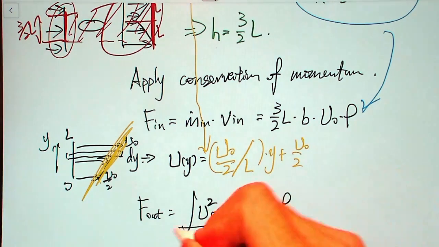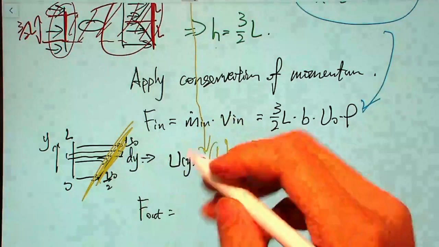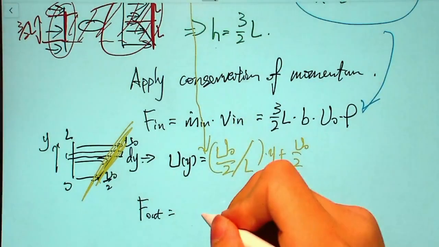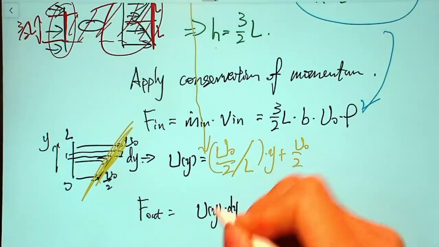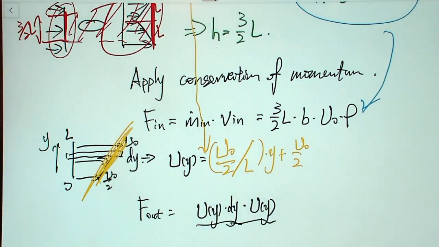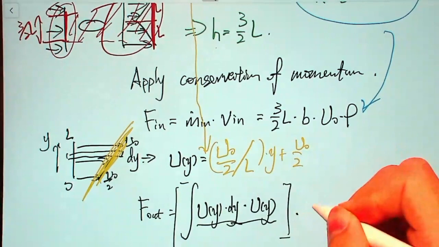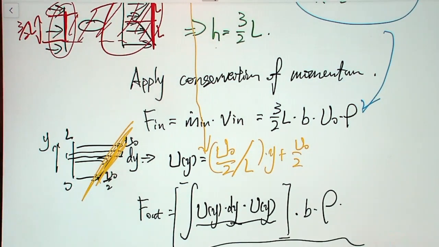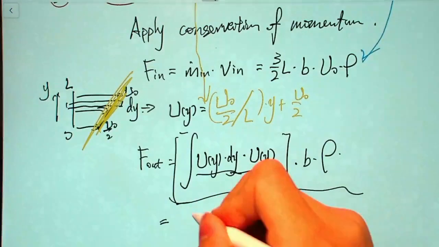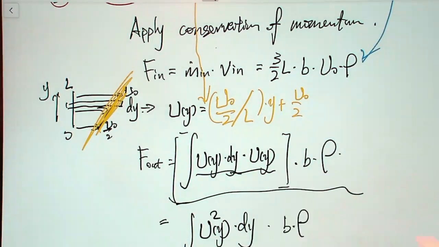Let me rewrite it in a different way. For each dy element, it will be y times dy. This is the mass flow rate. And then you times another u. So this gives you the momentum. We accumulate them together, and then times b times density. So this will be the momentum at the outlet. Is that clear? Yeah. So then this one is uy squared times dy times b times density.